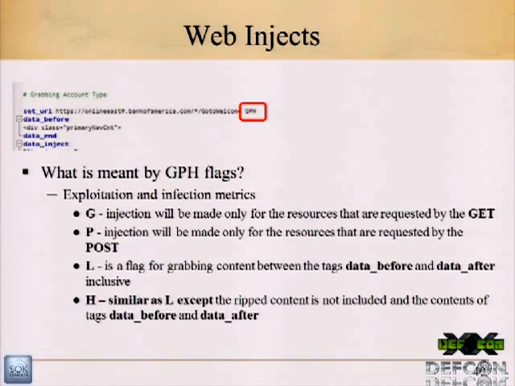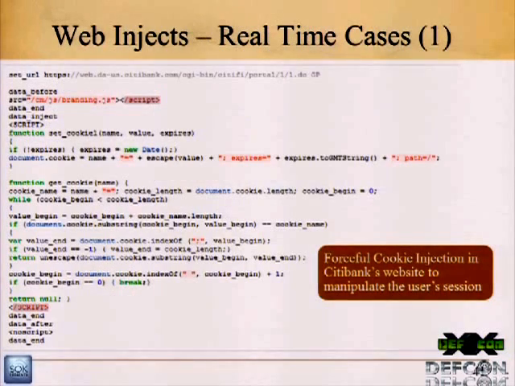There is an explanation out there for L and H, but typically it is against GET and POST requests. Then you specify that in a particular web page, you want to inject this kind of data before this tag, and what kind of content has to go after that. So this is a real-time web inject, and this attack was conducted against Citibank. It's like a forceful cookie injection. And so the bot injects all that code in the web page.